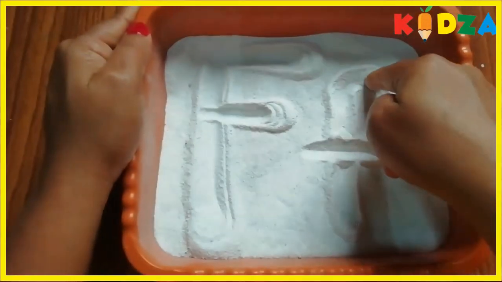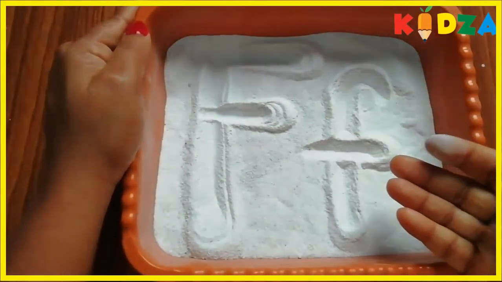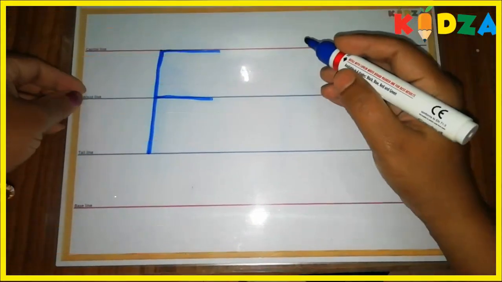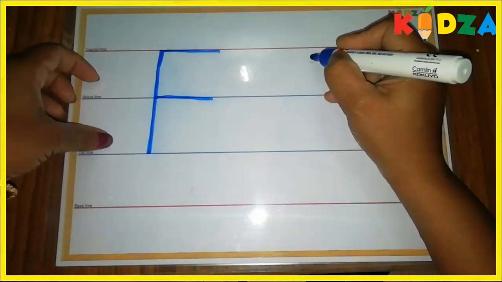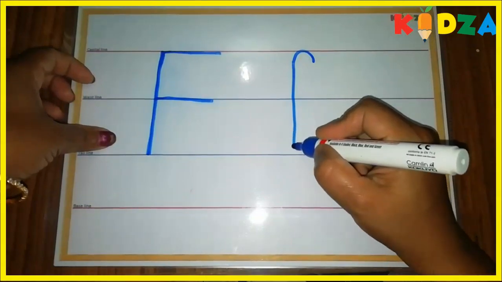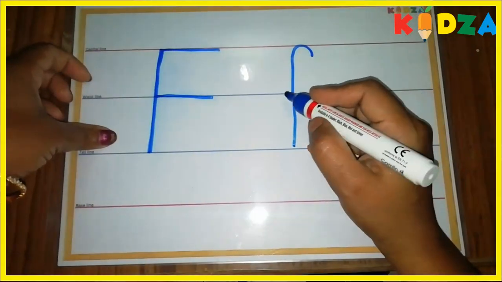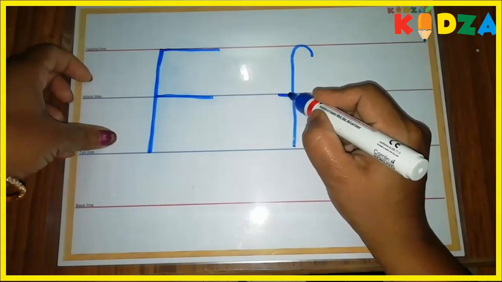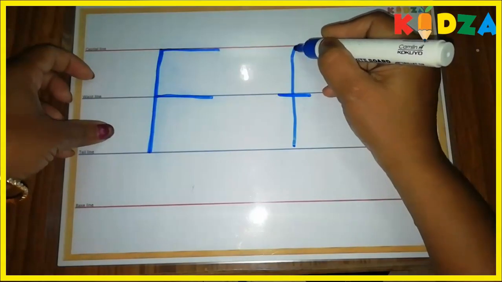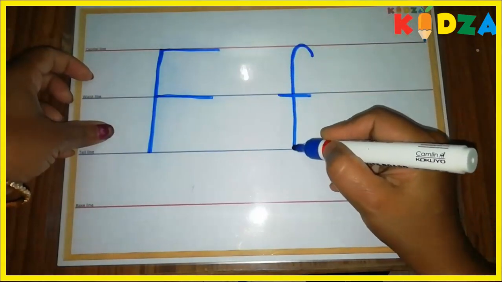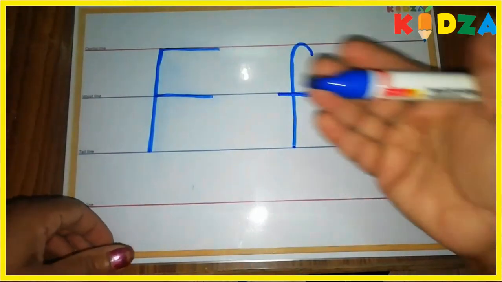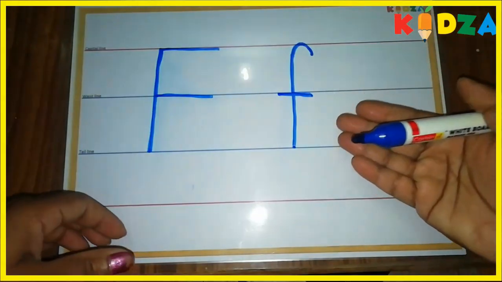Capital F, small F. Small letter F. Start from the capital line, a small half curve, and write a standing line, come down till the tail line, and write a sleeping line on the waistline. Small F. Curve line following a standing line, a sleeping line on the waistline. Capital F, small F.